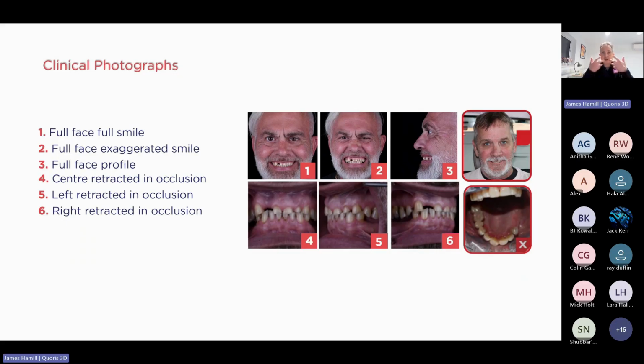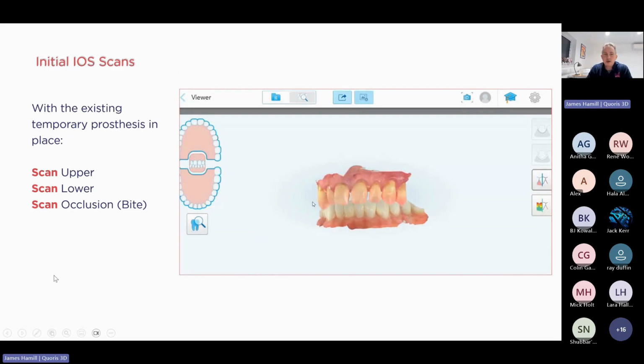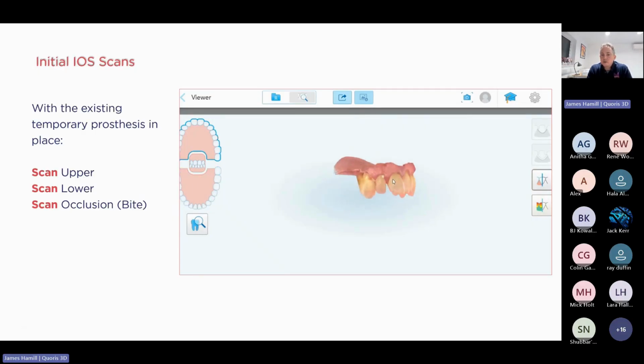So we're then going to do retracted photographs of the bite from the front and from each side. So that's your 6 photographs. We're then going to ask you, remember, we're working from a temporary bridge here, to take your first 3 iOS scans. So you're going to do an opposing, in this case it's the upper, with the temporary bridge in situ, in this case it's the lower, so an upper and lower scan, and a digital bite. Okay, so those are the first 3 scans, just like you would do for any other implant work.